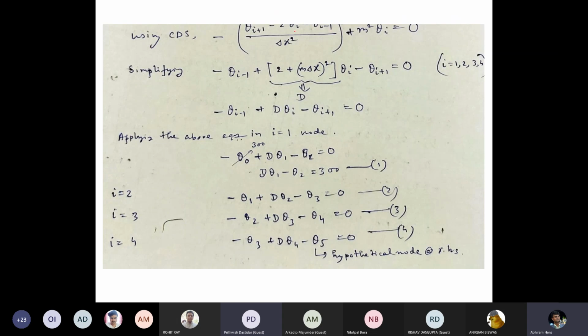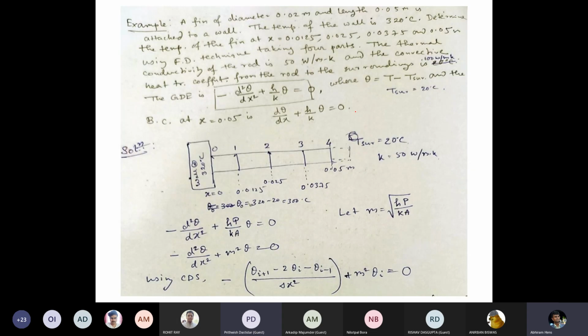So if I again discretize it using the central difference scheme, and with a little bit of algebraic simplification, defining a new variable d equal to 2 plus m delta x square, where delta x is the grid spacing, then you will get the final equation. You are getting this one. So this is also a linear algebraic equation, as you can see.